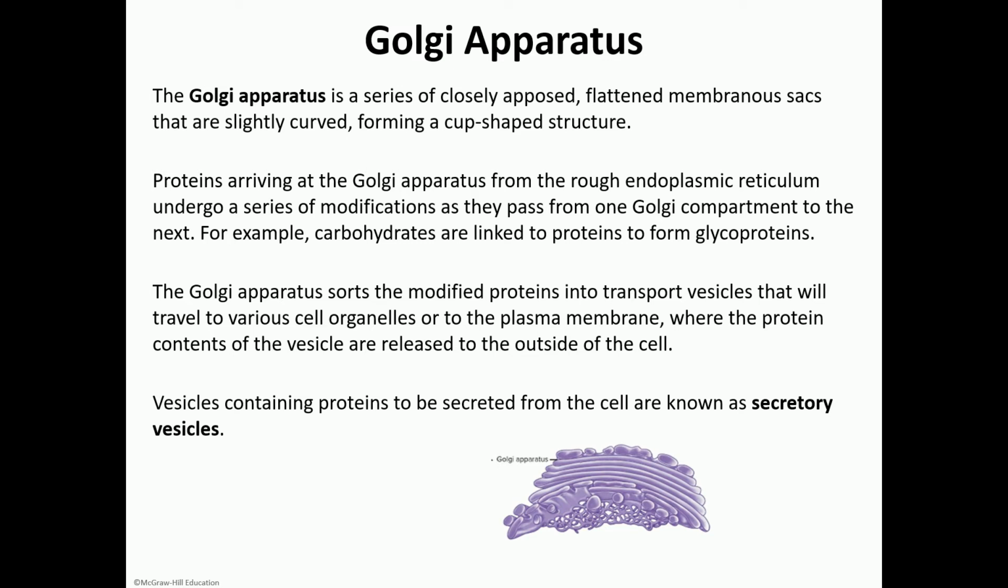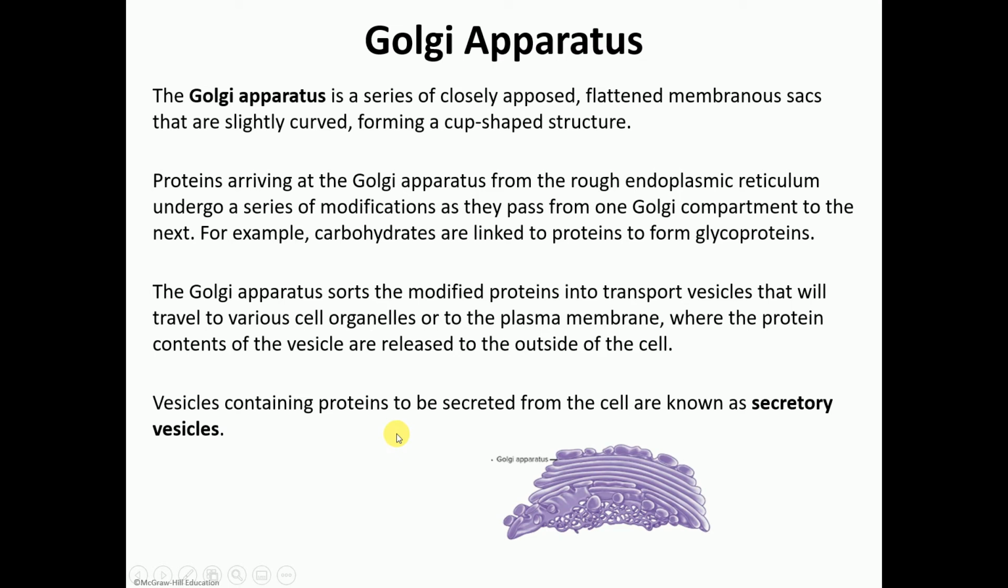It takes the protein from the rough ER, and sometimes it has to change its shape a little bit or add a little bit of carb to make it into a glycoprotein. Okay, and it won't send the protein out without being boxed in something. So it gives it a membrane, and then it secretes it out. And that membrane, that structure, is known as a secretory vesicle.